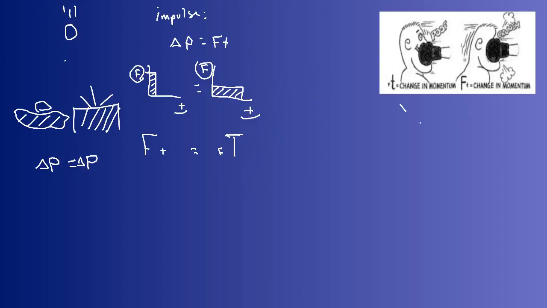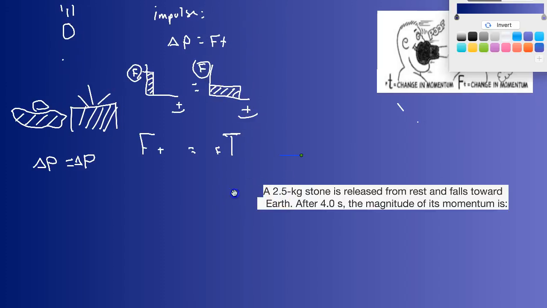So we're going to do one more question and we'll wrap up the video. Okay, so the last question here is a 2.5 kilogram stone is released from rest and falls towards the earth. After 4 seconds, the magnitude of its momentum is blank. So go ahead and choose the option to the right.